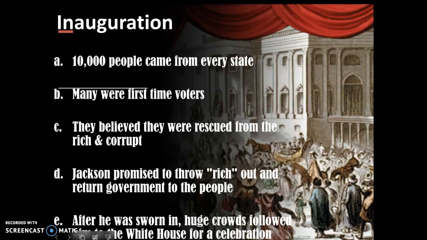So after he's sworn in, he goes back to the White House and has this huge party or celebration. There are even stories of riots and ladies fainting and bloody noses and all of that going on during this celebration. So we will learn a little bit more about Andrew Jackson as we go further along in the lesson.